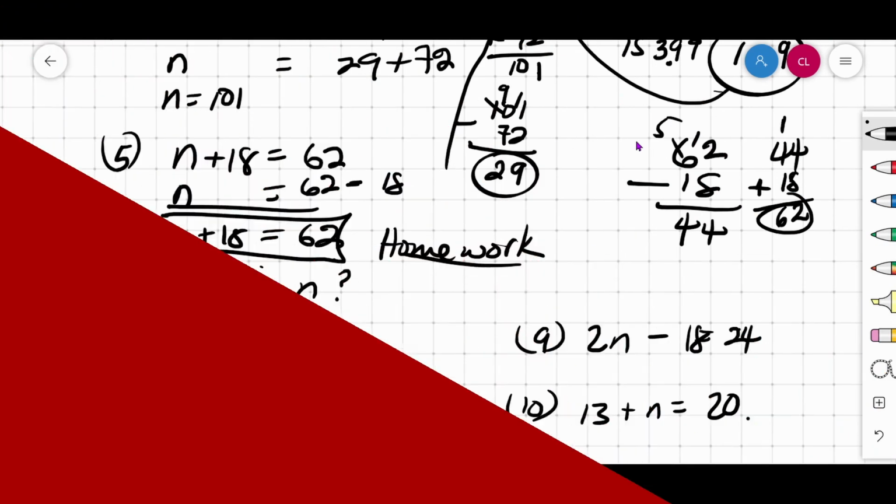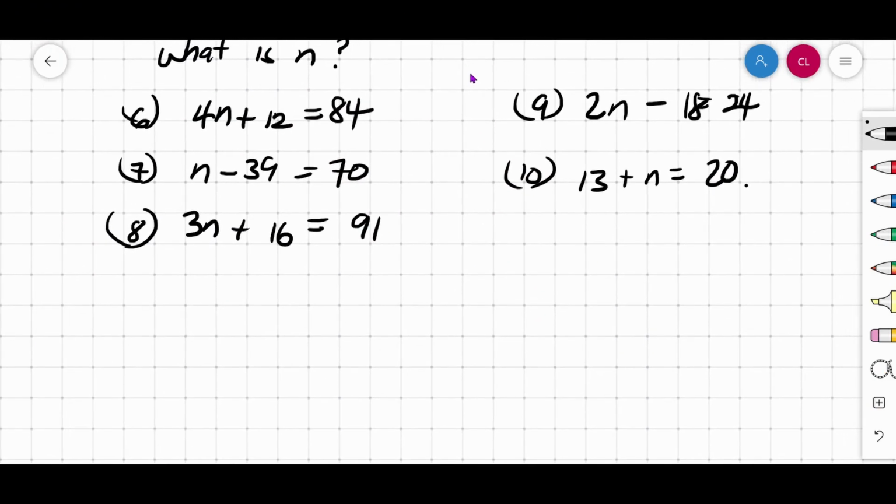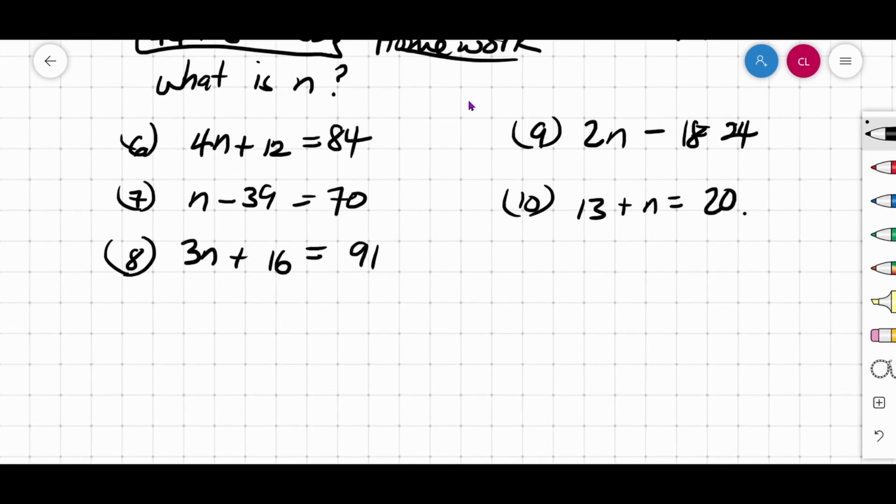Alright, so now for your homework, to quickly wrap this one up, I want you to solve for n, and here are the items. n plus 12 being equal to 84, n minus 39 being equal to 70, 3n plus 16 being equal to 91, number 9, 2n minus 18 being equal to 24, and the last one, 13 plus n being equal to 20.